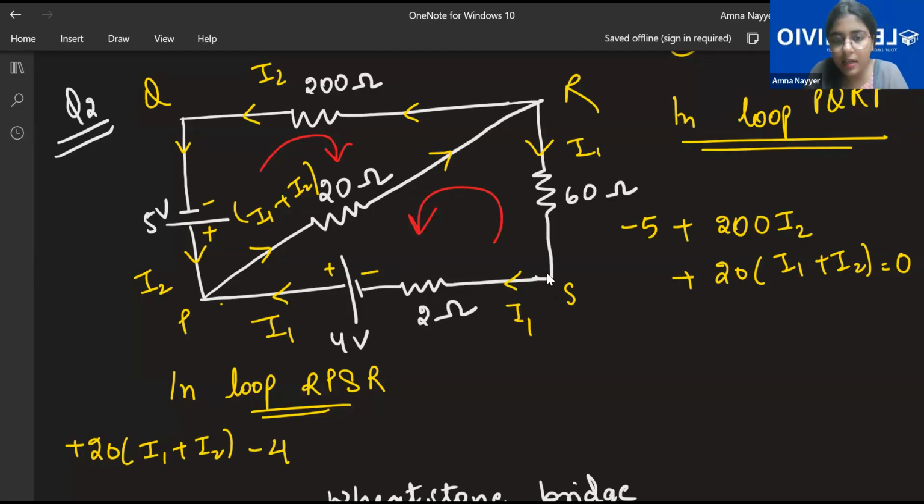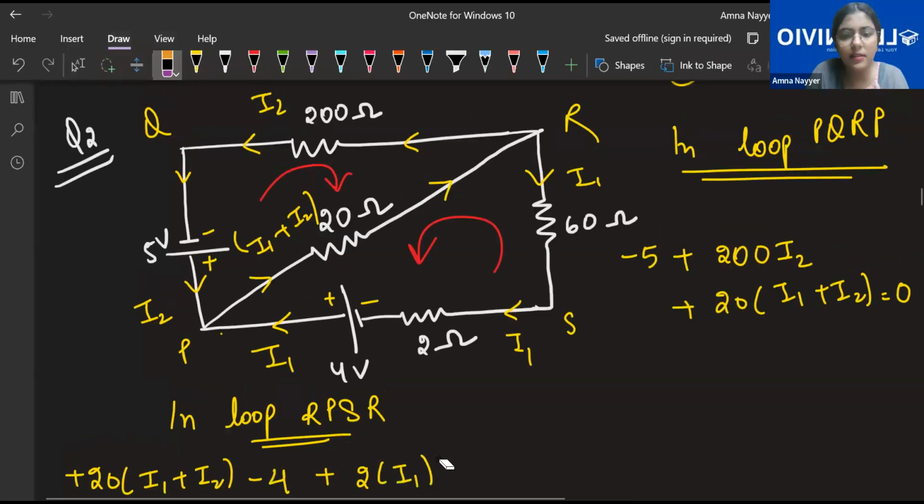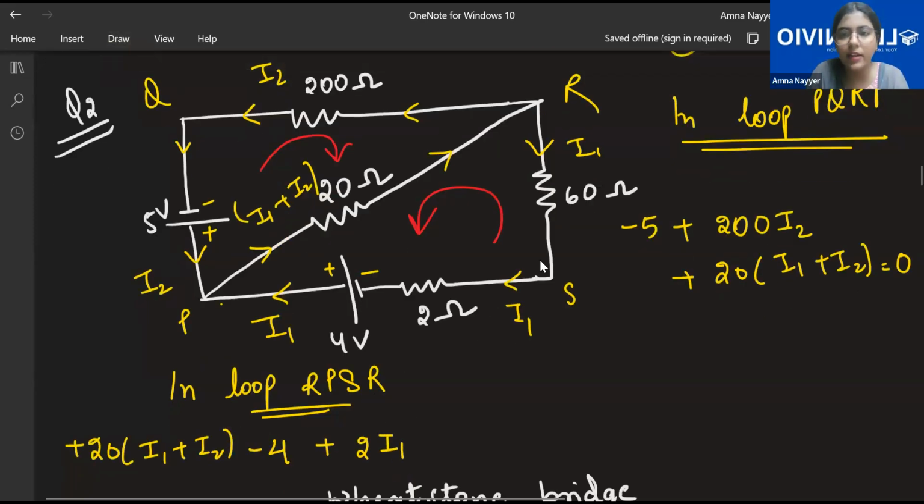Ali, tell it for this one. We are moving towards S. Positive or negative? Positive. Did you say positive, Ali? Yes, ma'am. Positive, because current is going towards P. We are moving towards S. Opposite, so positive. Plus 2 into I1. This can be written as 2 into 2I1.